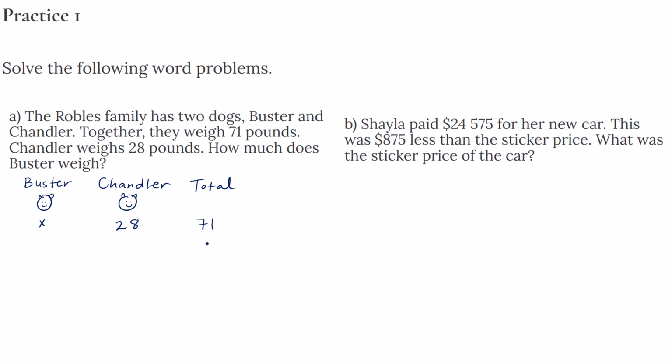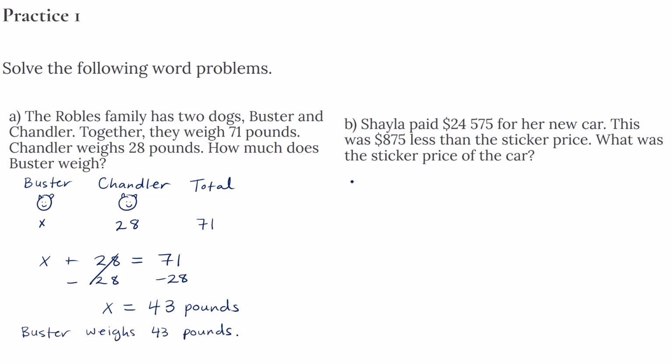So now we're going to create an equation that will allow us to solve for Buster's weight. So we know that Buster's weight plus Chandler's weight should equal 71 pounds. So now that we have that equation, we can go ahead and solve for X. So take away that 28, and we would get that Buster's weight is 43 pounds. So now we can write out a sentence with our answer. Buster weighs 43 pounds.